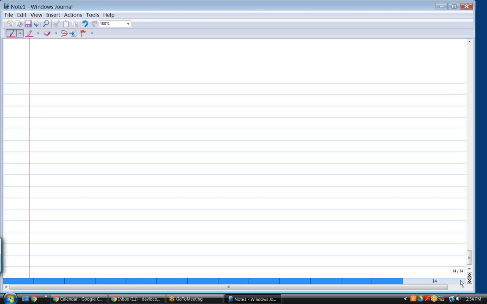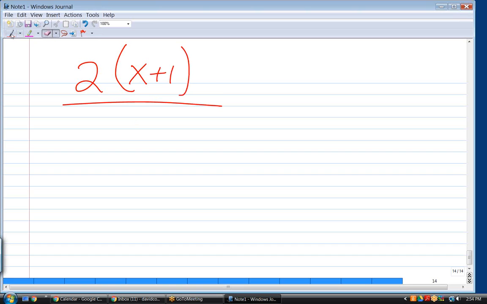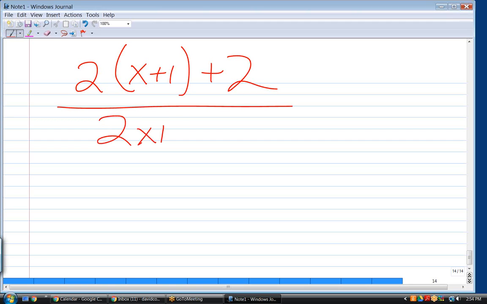Simplifying rational expressions. Okay. D. 2 times the quantity of x plus 1 plus 2 over the quantity of 2x plus 3 times the quantity of x plus 1 minus 1. Like that? Yeah.